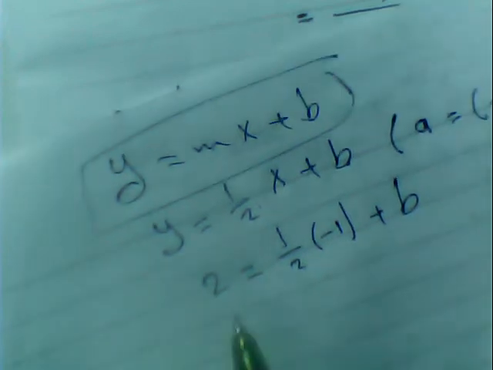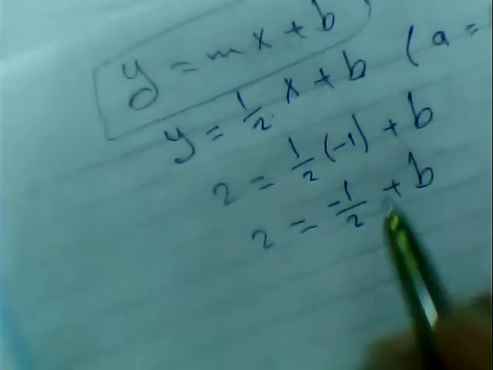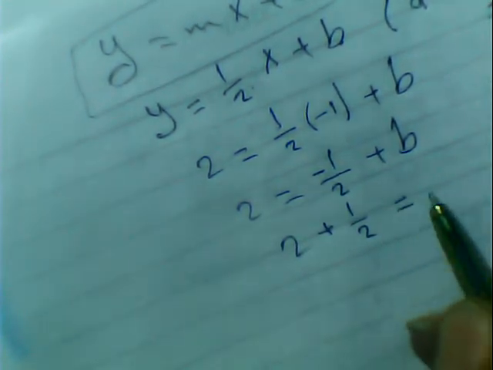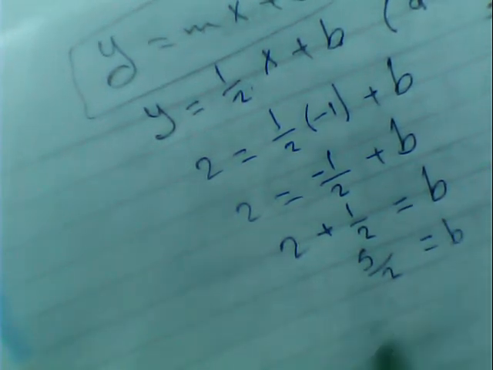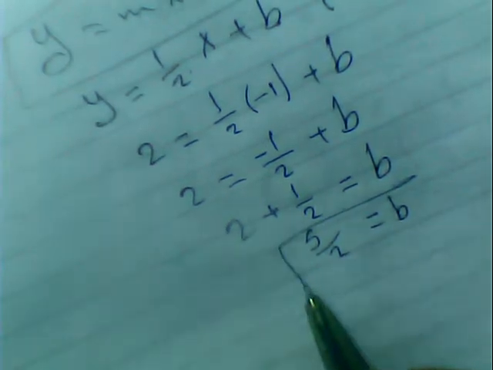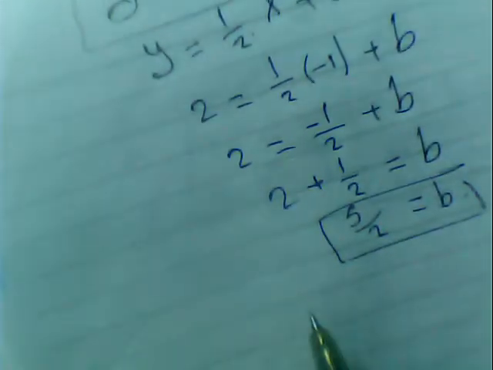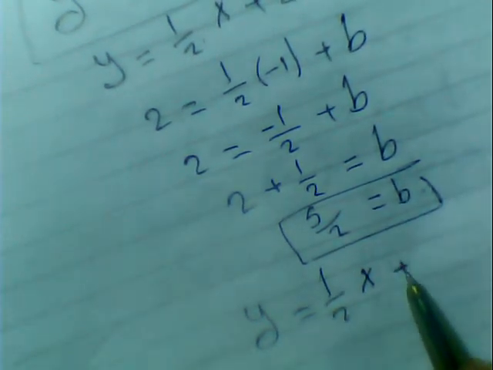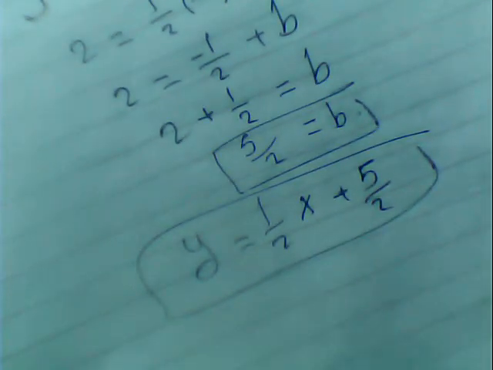How can we get b? We know already 2 equals minus 1 over 2 plus b. That means 2 plus half equals b. Then b equals 5 over 2. After this, we can substitute again, then y equals 1 over 2 x plus 5 over 2. This is the equation of the line we were searching for.